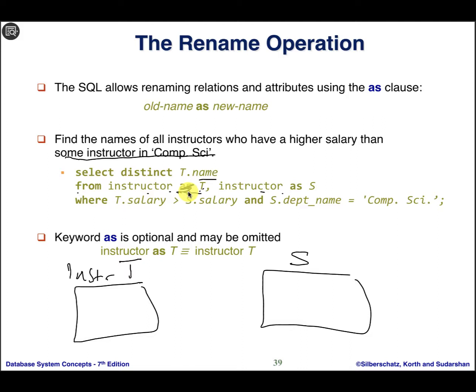So I need to find all the tuples, the names of all the instructors who have a higher salary than an instructor of the computer science department. So I'm going to the other relation, either T or S, whatever name you use. An alias is not used as an attribute name. So in this case, go to the relation S.